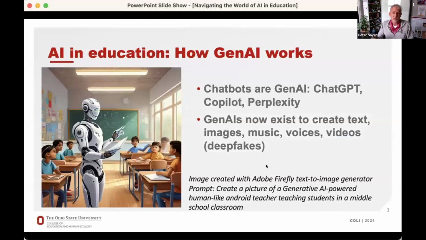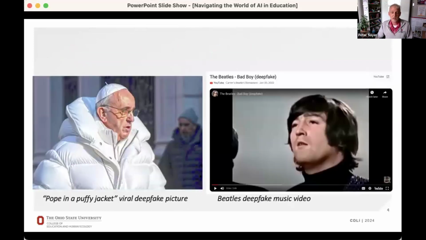And so when we say ChatGPT or Copilot, Perplexity, these are different chatbots, and chatbots and generative AIs are the same thing, right? These are different products from different companies that are essentially different chatbots. And now you see that they'll generate text as well as images, the text to image generators, and even music and videos. This is the thing we're worrying about with deep fakes now. You've heard in the news a lot about these deep fakes.